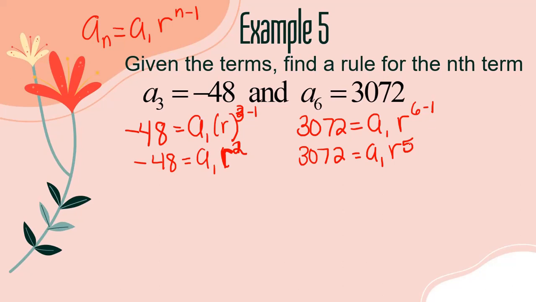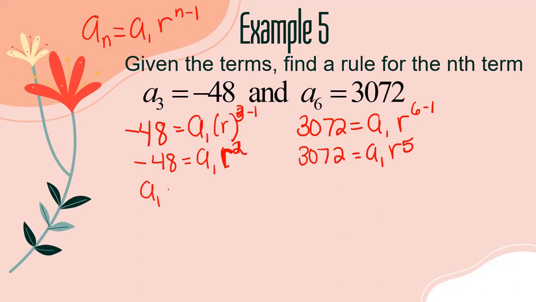I have 2 equations and 2 unknowns. What if I solved one of them and plugged it into the other, like substitution? Because this is just polynomial, I could do substitution. So let's say I solve this one for a sub 1. Then I can plug it in here. I'll just have r's. That'd be nice.